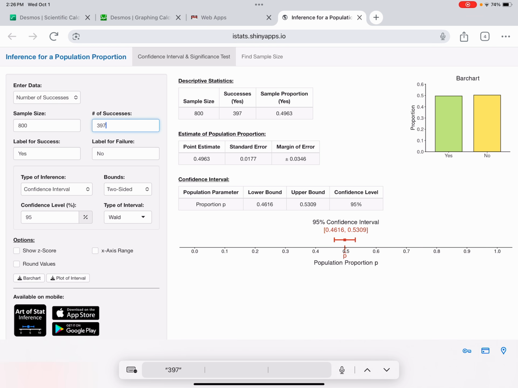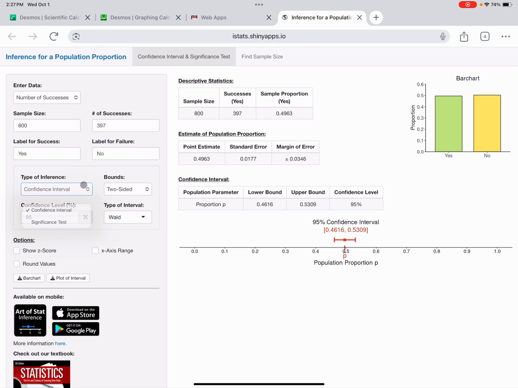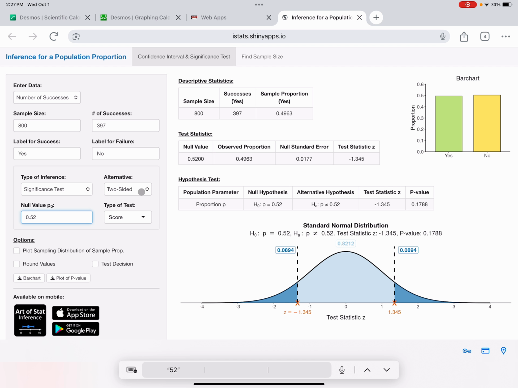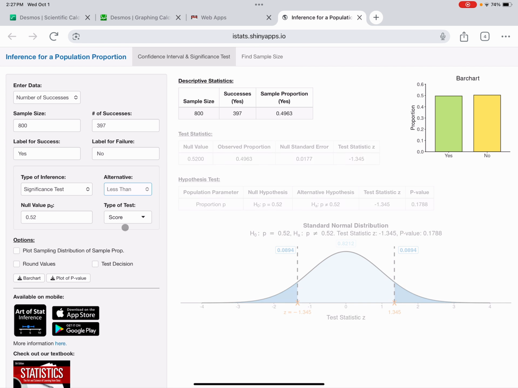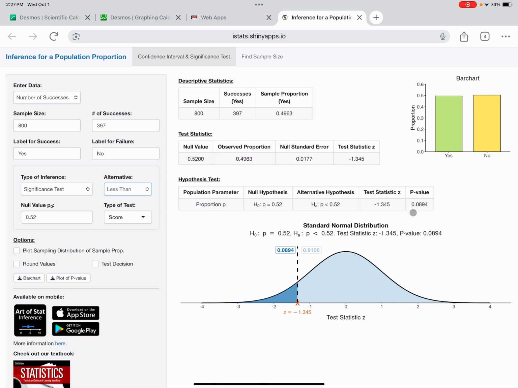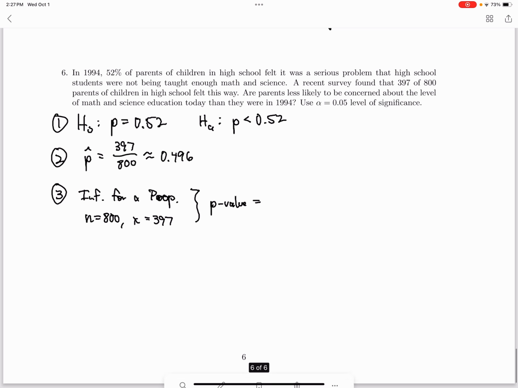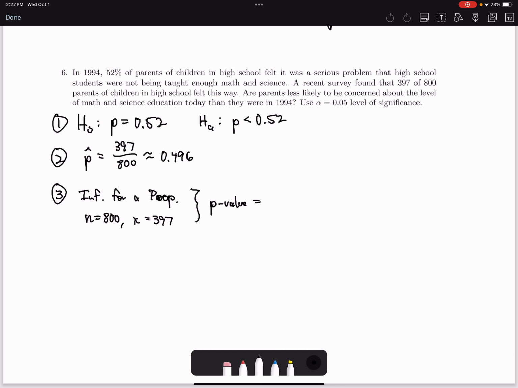Okay, so it's 800 parents, 397 of them were concerned. We want to run a significance test with a null value of 52%, right? The hypothesis test we wanted to run was p equals 0.52 against p less than 0.52. And it looks like the p-value there is 0.0894. Okay, we can use that to come to a decision now.